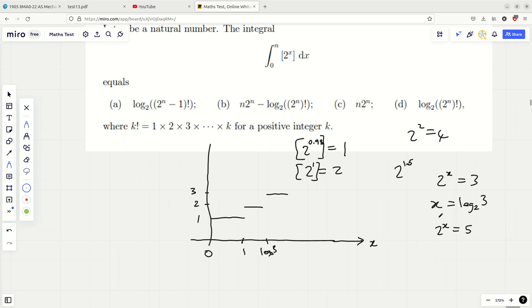And essentially 2 to the power of x equals 4, but that's obvious because x equals 2. Let's write it down. 2 to the power of x equals 4. X obviously equals 2 there. And then 2 to the power of x equals 5, well, x is obviously going to be log base 2 of 5.